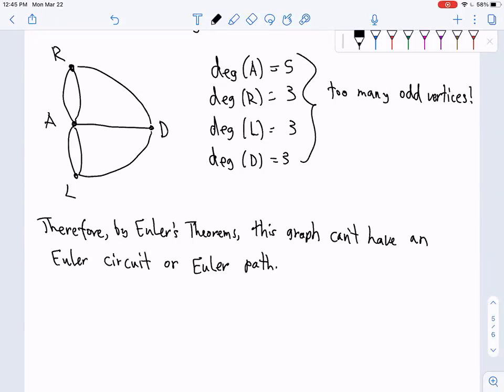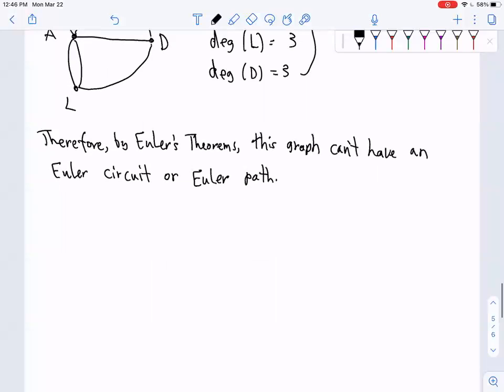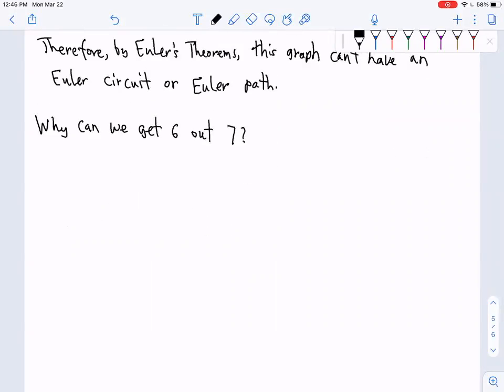Okay, but here's the thing I like in particular about this. Not only did it tell us the answer, but you could ask, why can we get 6 out of 7 edges? And I'm gonna go one better. Why did we get 6 out of 7? I didn't give you guys much time, but I think multiple people came up with 6 out of 7. And maybe that's quite hard. How did we get there? Well, essentially, let me try removing any edge.